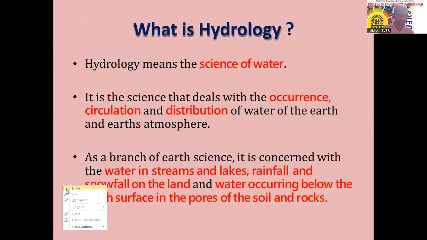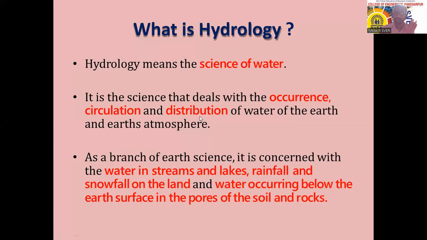What all does it have? The science means occurrence, circulation, and distribution of water of the earth and the earth's atmosphere, where the water is available. It is a science that deals with the occurrence; that is the important point. You are studying how water is occurring, where it is available, and circulation, how it is moving, how it is circulating, and distribution, how it is distributed.